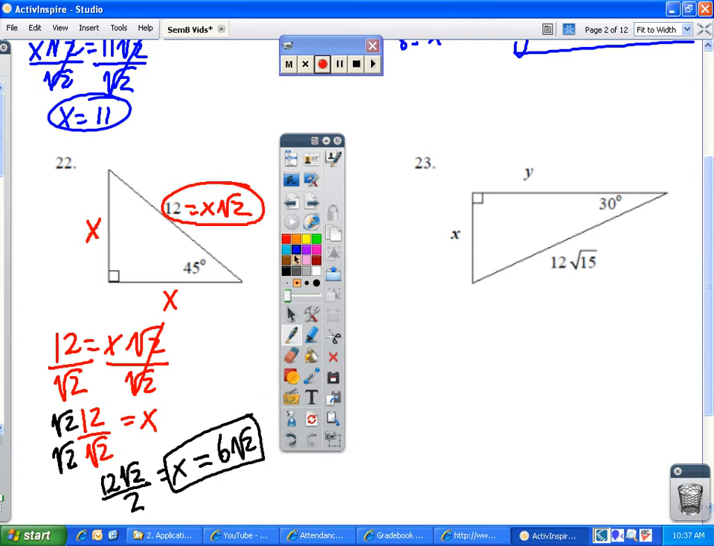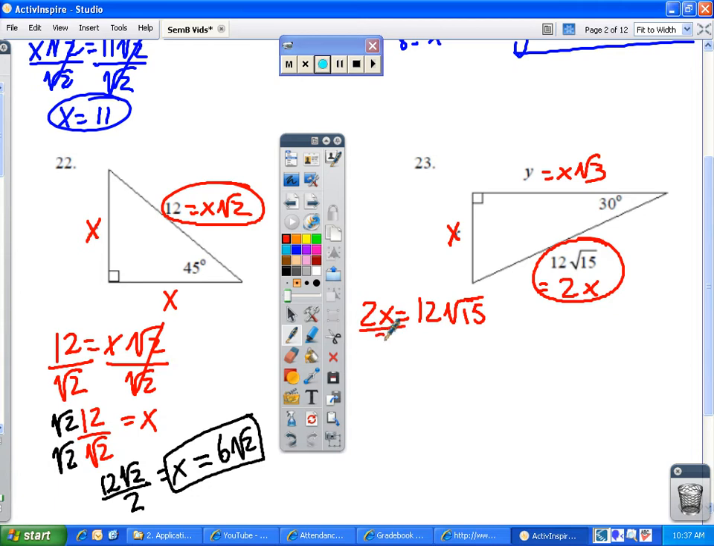Okay, moving on. This is also a special right triangle. We have our 90-degree angle. We've got our 30 degrees right here. We'll label our sides: x. Opposite the 90 is 2x. Opposite the 60, which is right here, will be x root 3. Okay, so let's look for the side that we have both pieces of information. That's right here. So 2 times x equals 12 root 15.